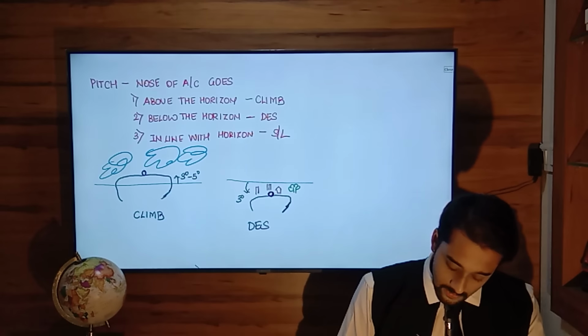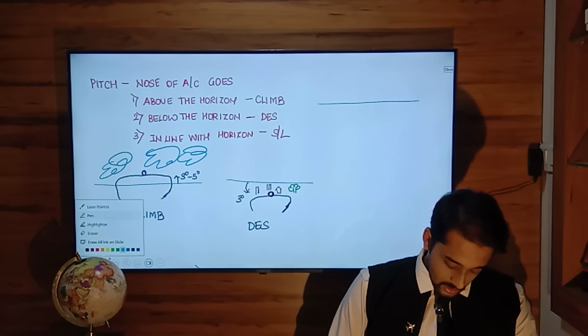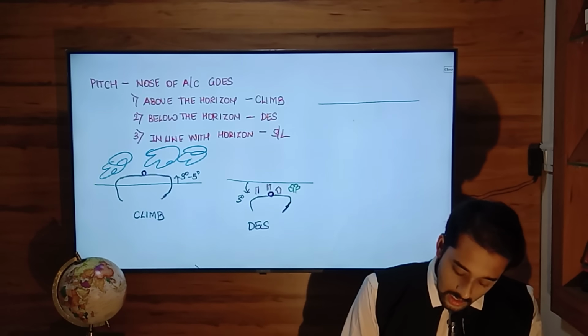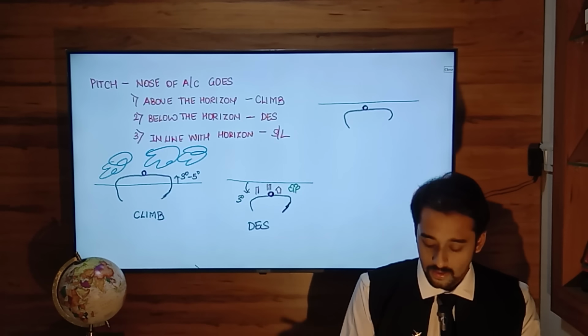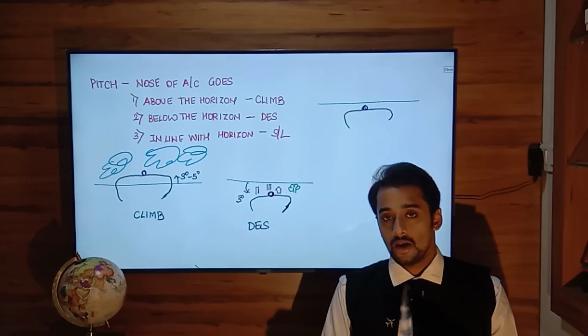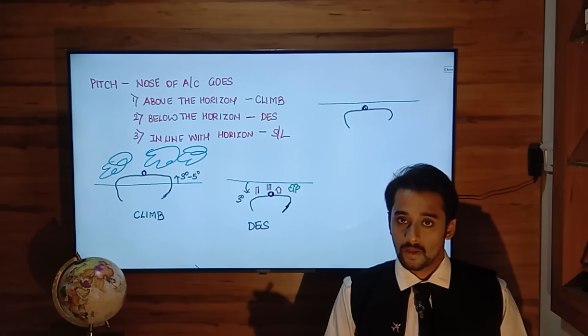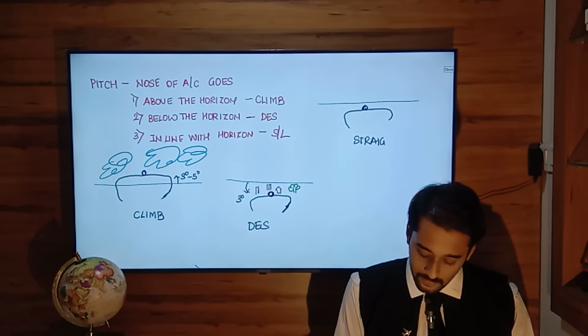In that case, let's say this is your horizon. The cockpit of your aircraft will be somewhat in line with this horizon. So you will be able to see a little bit of ground surface in front of you and a lot of sky above you. Okay, so this is the straight and level picture when you are flying straight and level.